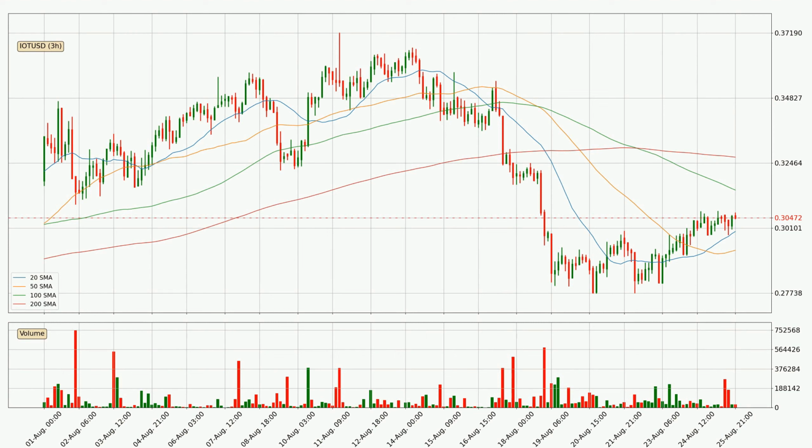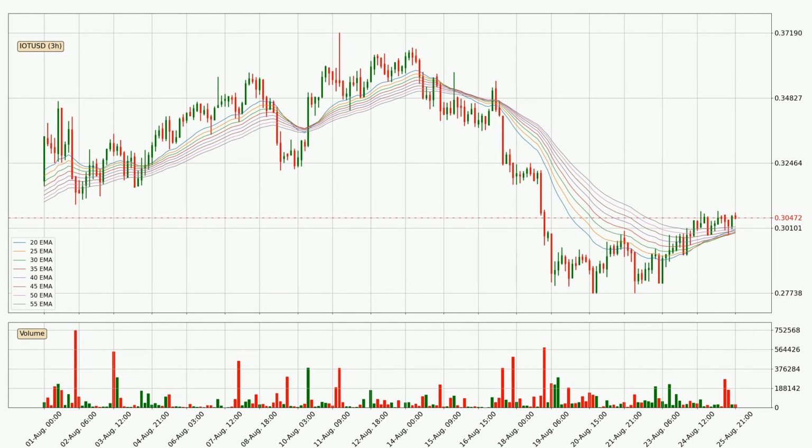Looking at the 3-hourly simple moving averages, the current price is between the 20 and the 100 SMA. If the price bounces off the 20 SMA, which is currently at 30.0 cents, it could be seen as a support, and the 100 SMA that is at 31.5 cents could be seen as a resistance to the upside. Breaking either way signals a possible further move to the corresponding direction.